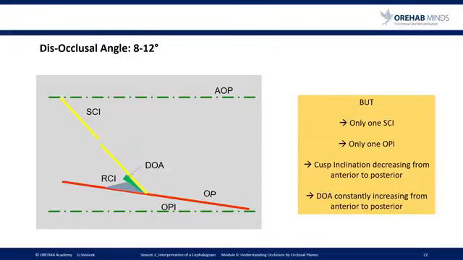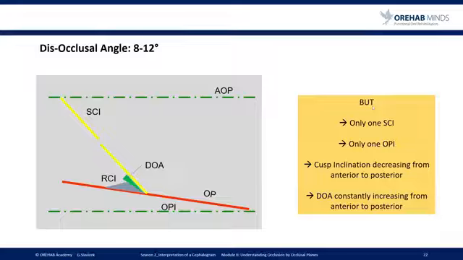We have discussed it in the last module. This is a slide from module number 6. The disocclusal angle can be calculated from sagittal condylar inclination minus occlusal plane inclination, which gives relative condylar inclination, and using the cusp inclination gives the disocclusal angle. Ideal is 8 to 12 degrees. But now a big but.